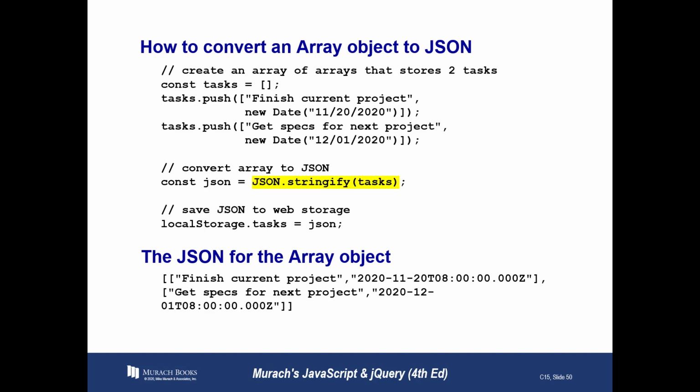So what have we done here? Take a look at the example. Create an array of arrays that stores 2 tasks. So you've got an array called tasks, and for the first one, you push onto it another array where the first element is finished current project with a date, and the second element in that array is another array element, get specs for next project. So to convert those to JSON, again, you use stringify. And there's a good reason why you'd want to do that, so you can save them to web storage. Okay, and that's what you're going to end up getting.